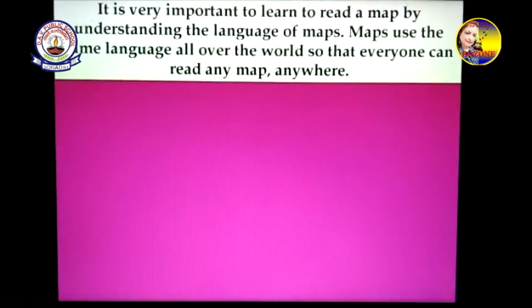It is very important to learn to read a map by understanding the language of maps. On a map, A, B, C, D, E, F, G is not given, but there are certain things shown on every map, the same type of things, and that is the language of the map. If you understand it, you will not find difficulties anywhere. Maps use the same language all over the world so that everyone can read any map anywhere.